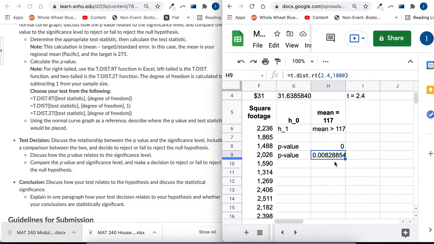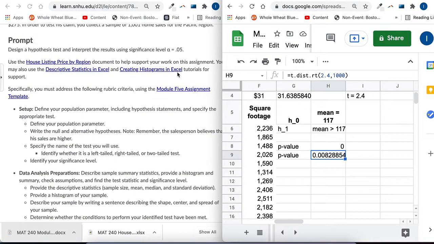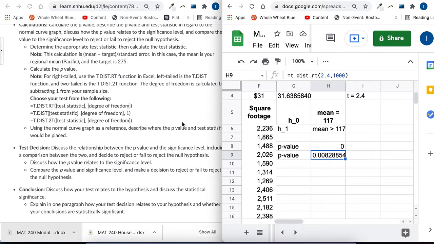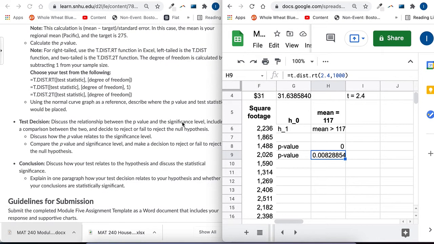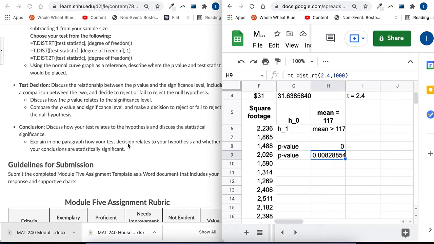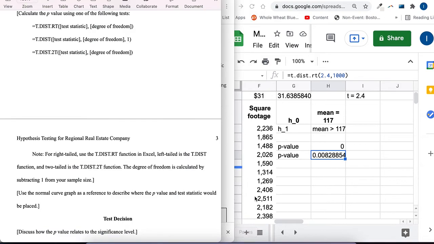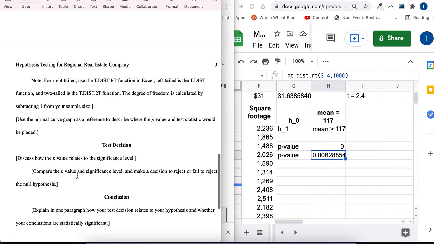You compare your p-value to your alpha of 0.05. And then if it's below alpha, you reject the null in favor of the alternative hypothesis. And if your p-value is above your significance level, then you fail to reject the null hypothesis. And then you can talk about your conclusion based on what that p-value is. I think that's everything. I think that's all the nitty-gritty stuff. Just make sure to use that document that's linked in the rubric. Yeah, right here. Just fill in those places as you work on it.